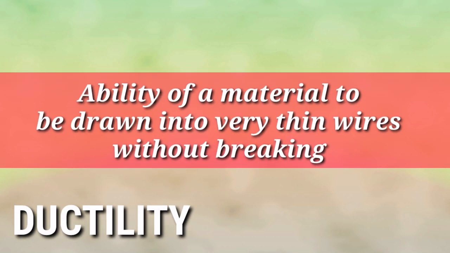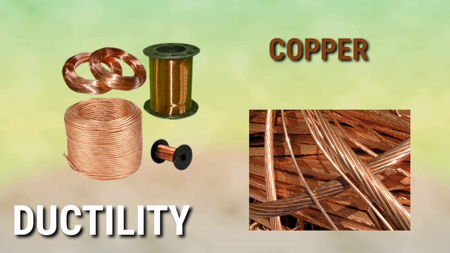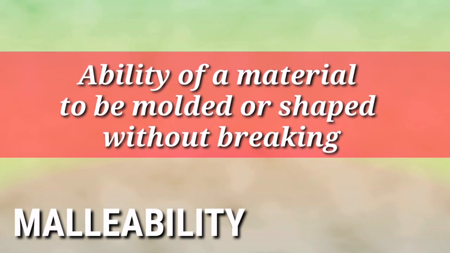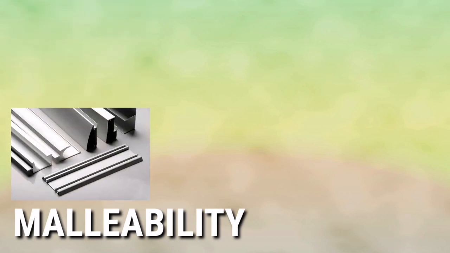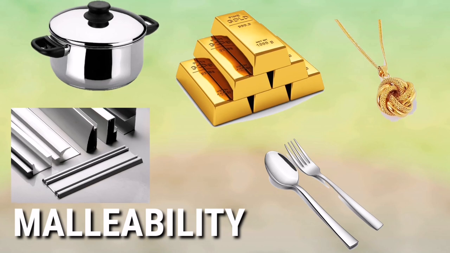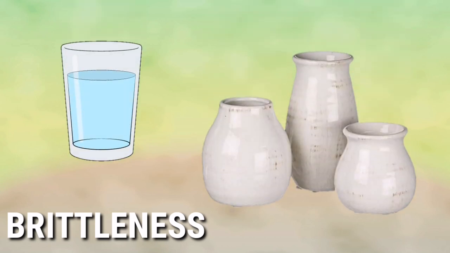Ductility. It is the ability of a material to be drawn into very thin wires without breaking. Copper is ductile. Malleability. It is the ability of a material to be molded or shaped without breaking. Steel, aluminum, gold, silver. These are malleable materials. Brittleness. It is the ability of a material to break easily. Glass and ceramic are brittle.